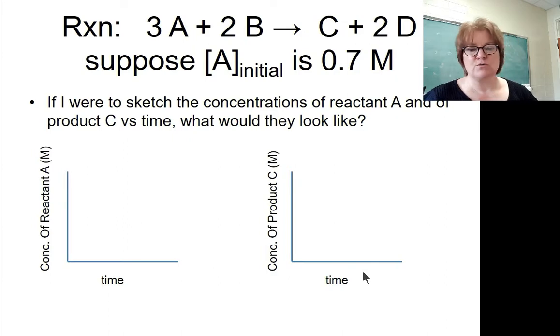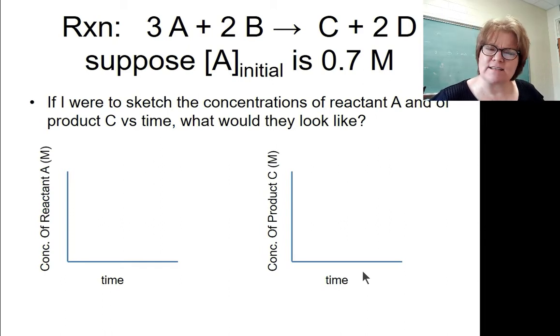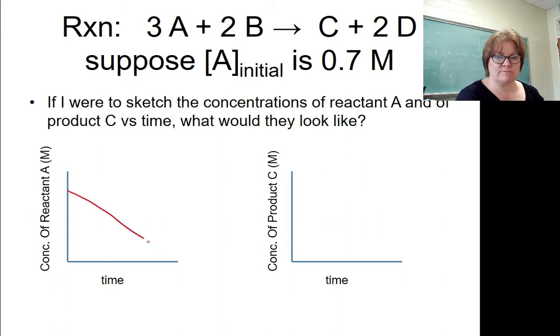So if I were to sketch the concentrations of reactant A and product C versus time, what would they look like? We want to connect what this means when we look at data. What would I expect it to look like for 3A plus 2B makes C and 2D? I know that reactant A is a reactant and it should go away. It's going to react, so I expect it to go down.